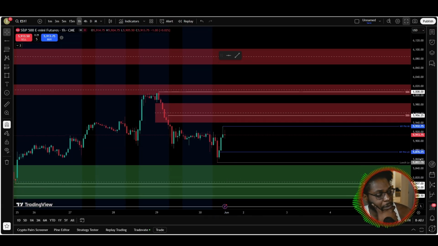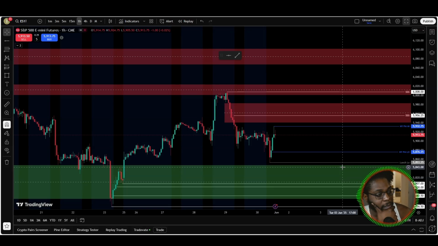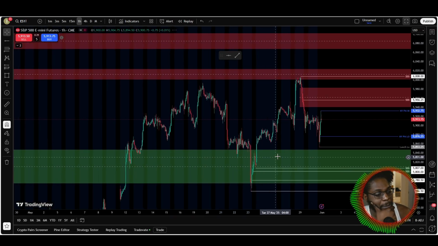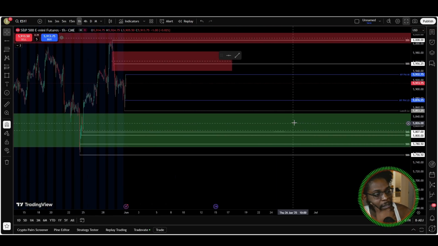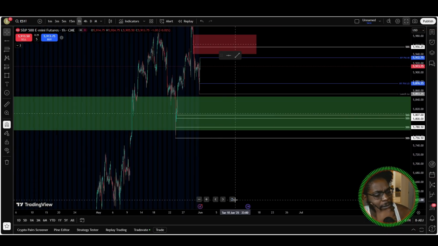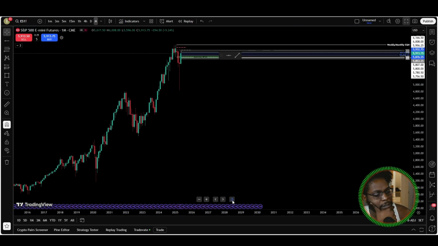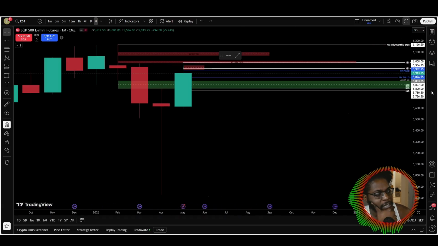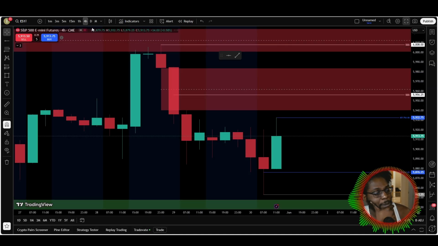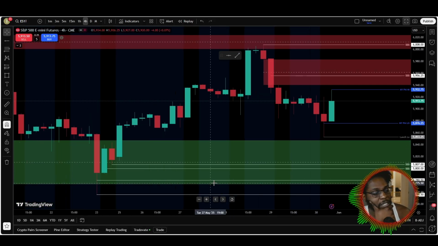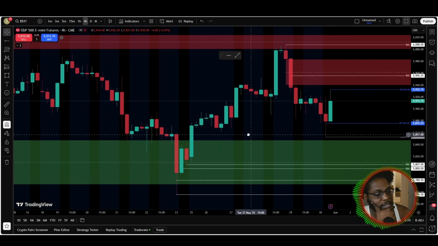What I'm expecting Monday is that we probably get a dip back into this green area right here. This should be that weekly or monthly fair value gap that I told you guys about. Let me just make sure. Yeah, so it's the monthly fair value gap. So next week, what we could probably expect to see is some type of tap back into this green area right here, and then we'll see a continuation to the top end.